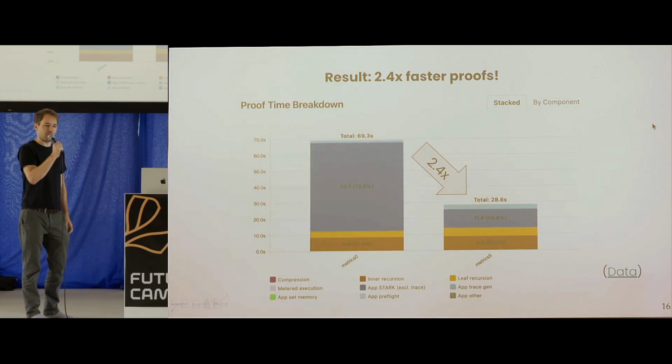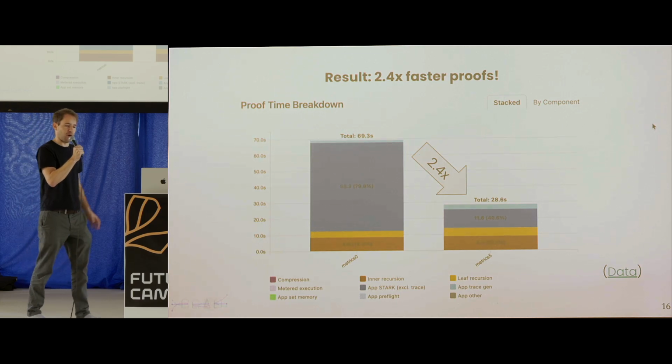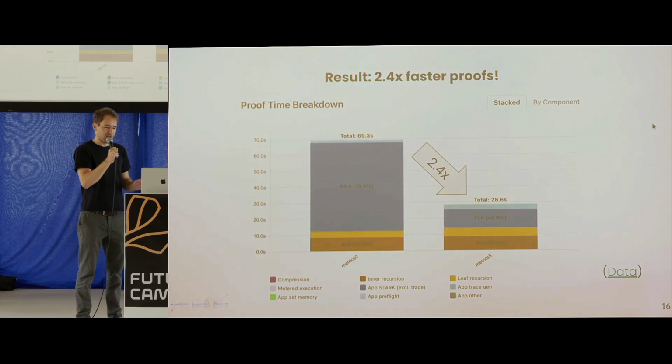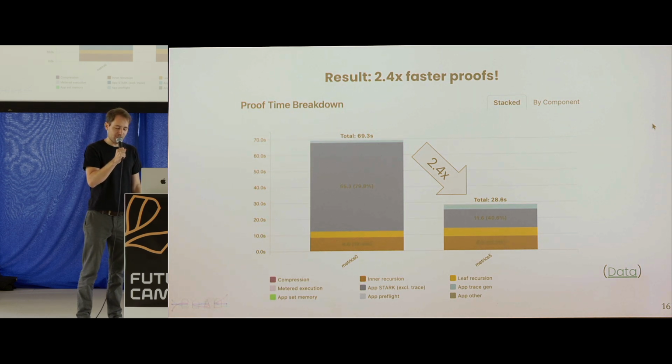And so the reduction in trace cells is 2.9 in this example, and this translates to proving time, reducing the time by a factor of 2.4 in this example. So on my laptop, it took a bit over a minute to prove the blurring of this Ethereum logo that I showed before. And now it's under 30 seconds.